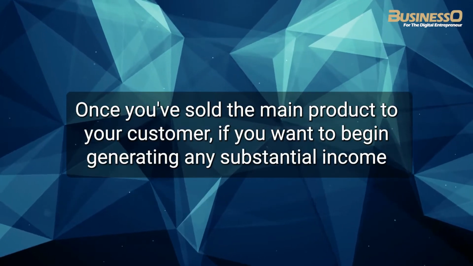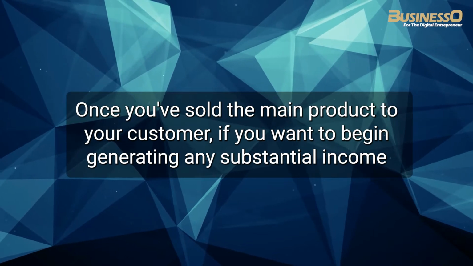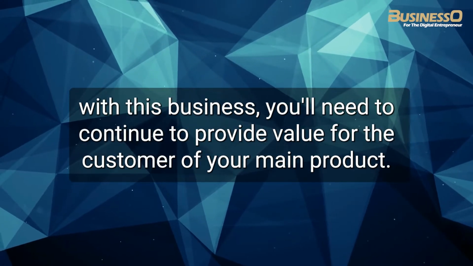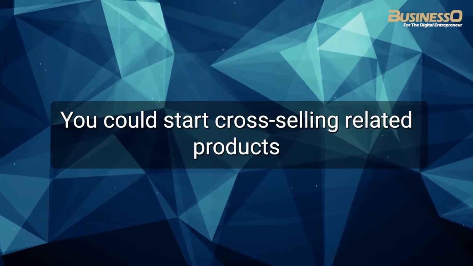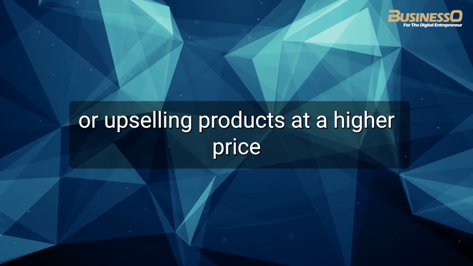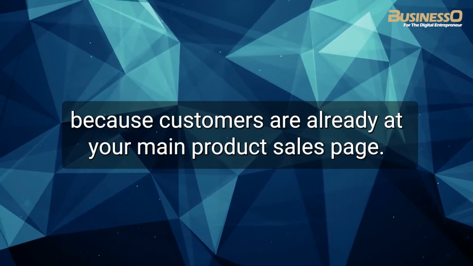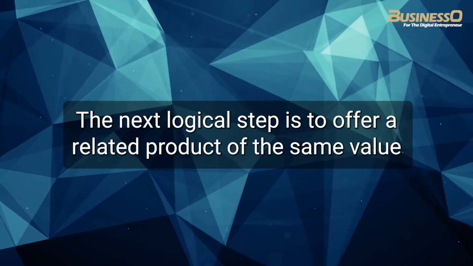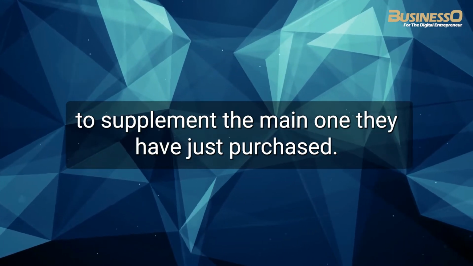Once you've sold the main product to your customer, if you want to begin generating any substantial income with this business, you'll need to continue to provide value for the customer of your main product. You could start cross-selling related products or upselling products at a higher price. Because customers are already at your main product sales page, the next logical step is to offer a related product of the same value to supplement the main one they have just purchased.